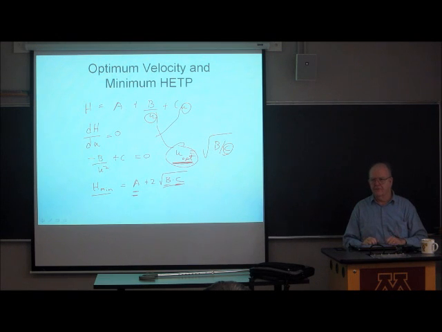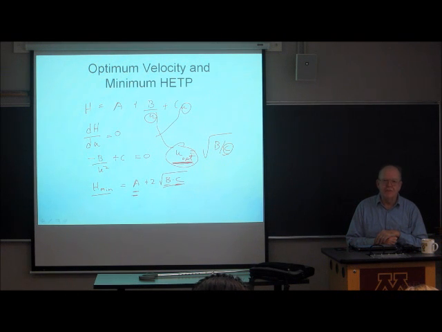Well, let's think about this for a minute. Do I want a system that has a high optimum velocity or a low optimum velocity? Which is better? Even though you can have the same value of Hmin, which would you prefer? One which has a high optimum velocity or a low optimum velocity? High. Why? Then I don't have to wait so long. That's exactly right.